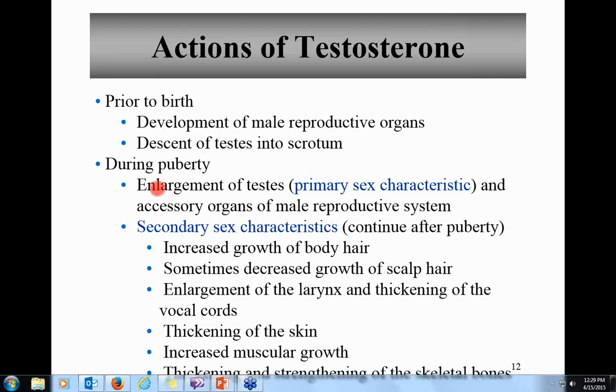During puberty, you have an enlargement of the testes. This is the primary sex characteristic. The secondary sex characteristics include body hair, enlargement of the larynx and thickening of the vocal cords, hence a deeper voice, increased muscles, increased bone mass. Again, characteristics we associate with males.